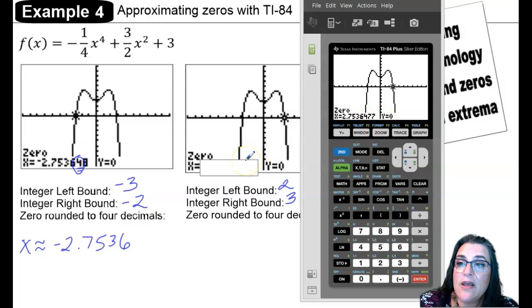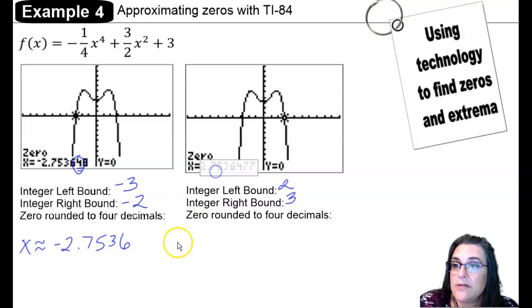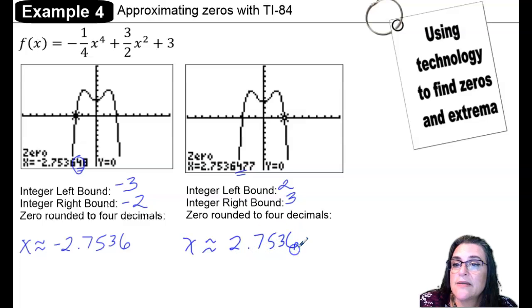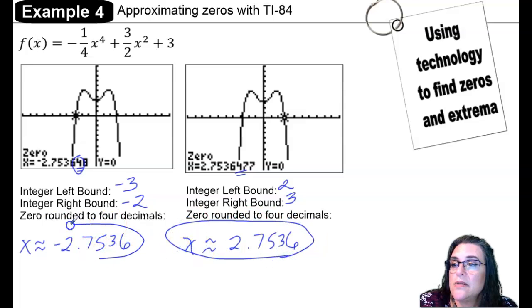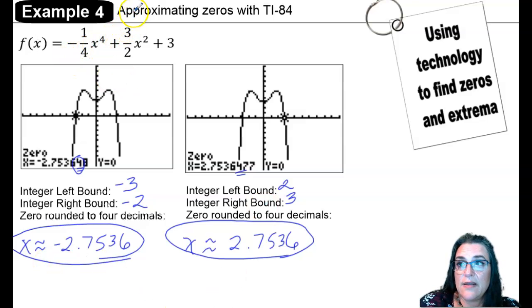And there's my approximation. So my zero is approximately 2.7536477. When I want to round that value to 4 decimal places, I look to the 5th. So there's 1, 2, 3, 4. The 5th is a 4. So my approximation is going to round down to 2.7536, and those would be the 2 decimal approximations for the real zeros in example 4.